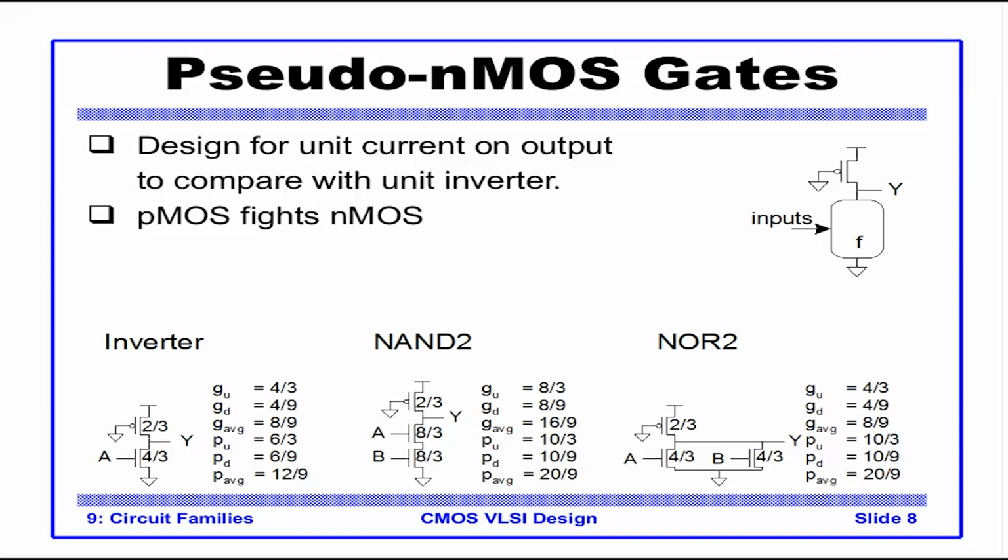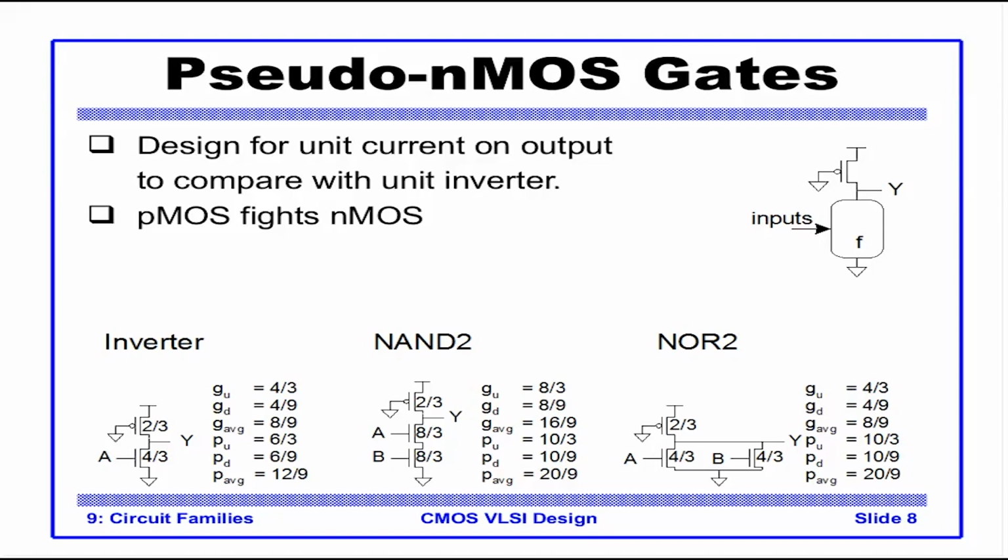Similarly, now for NAND you could do that. A and B both see 8 by 3, so GU becomes 8 by 3. GD becomes the value of GU divided by 3. Similarly, Y sees 2 plus 8 by 3, which is 10 by 3. PD becomes 10 by 3, again further divided by 3. You could also do a similar exercise for NOR.